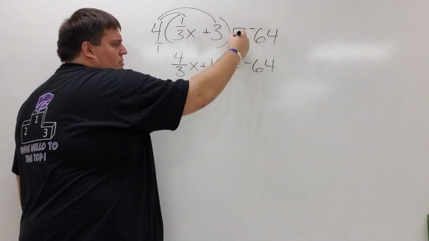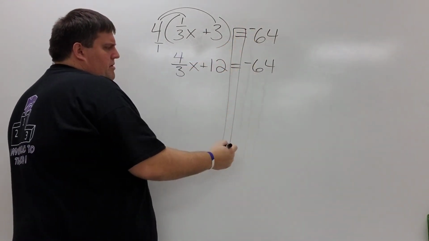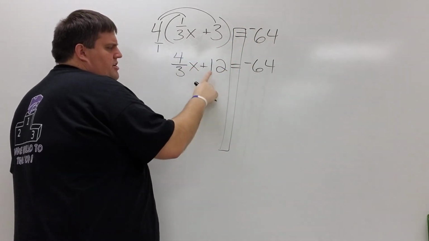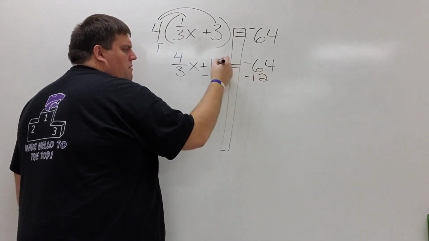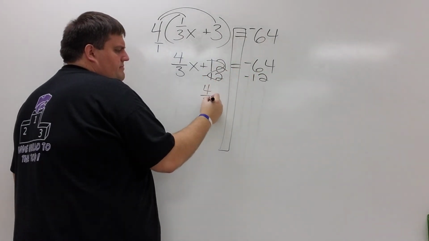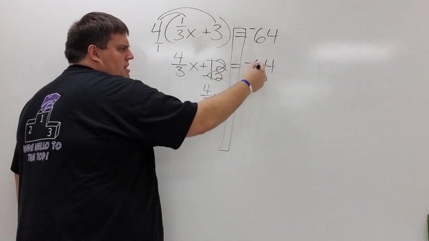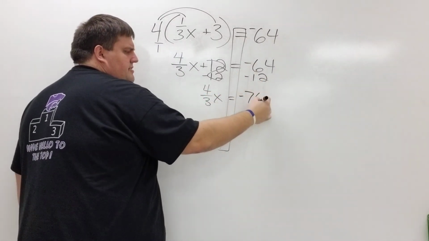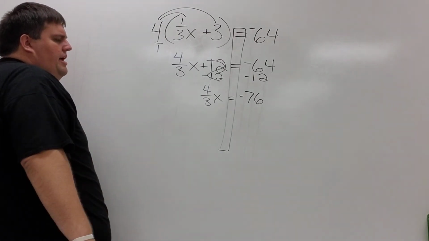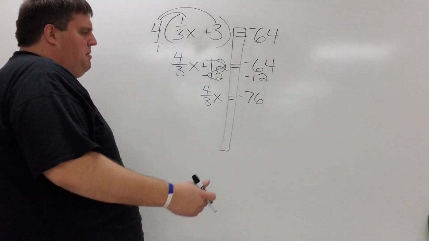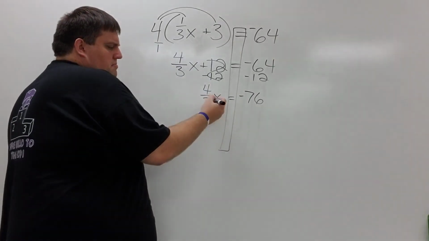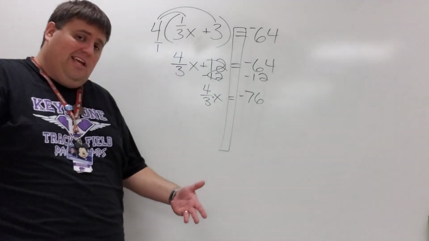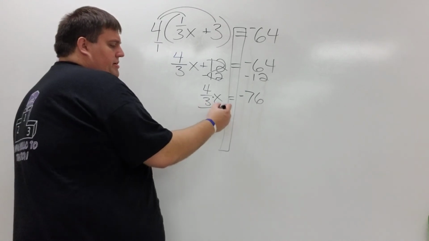And then we want to get rid of my numbers next to x. So we still get rid of plus 12 first, so let's minus 12. 4/3 x, that'd be negative 76. And then to get rid of 4/3, probably the easiest thing, how is it connected to x? It's multiplied. So the easiest thing for you guys is probably just divide by 4/3.